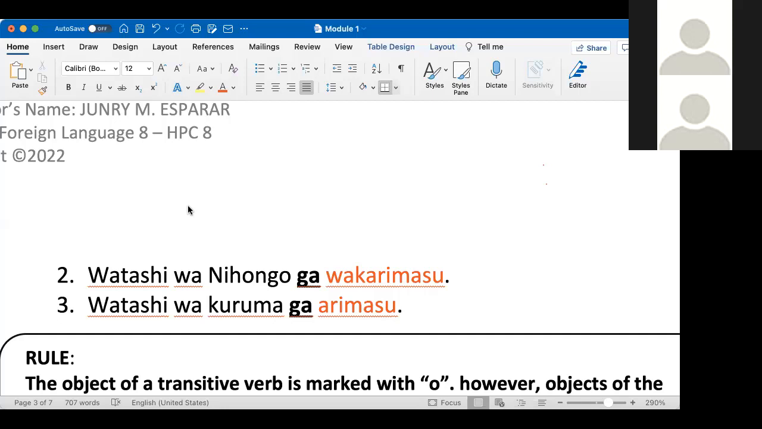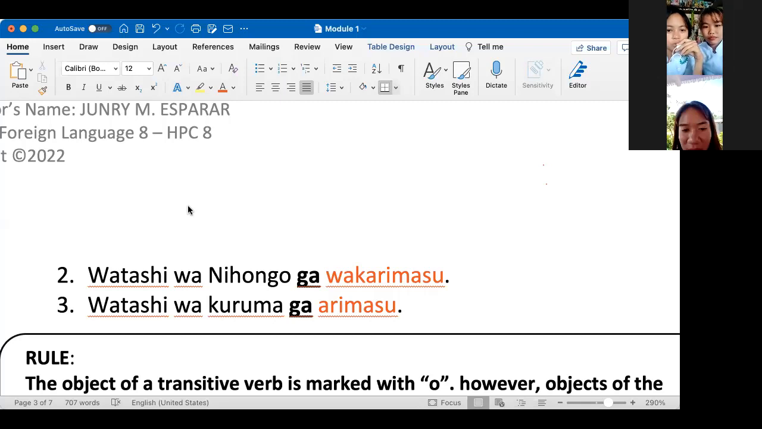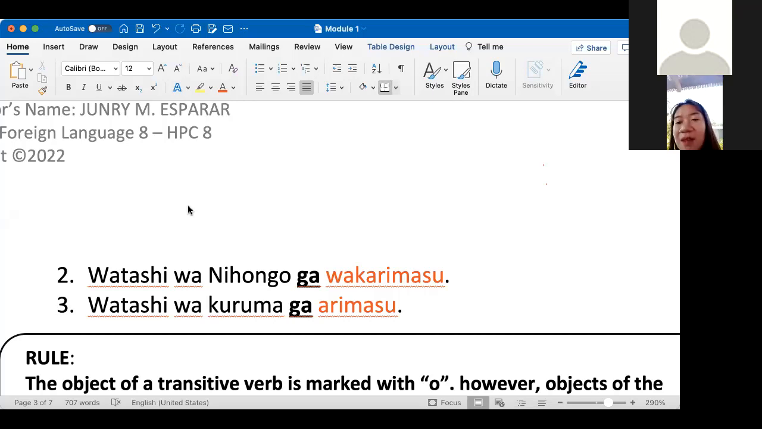Ayan. Yung wakarimasu naman, sige, Rona, please. Okay, Rona, please read number 2. Watashi wa nihongo ga wakarimasu. Wakarimasu. Wala na po tayong su sa dulo. Ayan. Watashi wa nihongo ga wakarimasu. Okay. What does it mean? Anong ibig sabihin nito? Watashi wa nihongo ga wakarimasu means I can understand Japanese. Ayan. Watashi wa kuruma ga arimasu means I have a car. So wakarimasu means understand. Arimasu means have something.